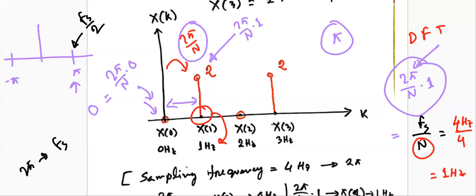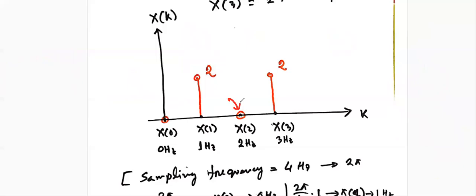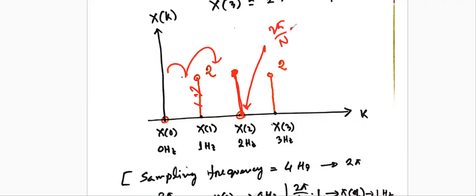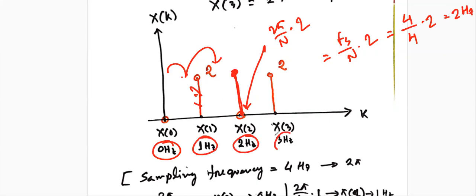Similarly, if we want to show what this point means, if your stem is standing here, in that case, what is the frequency? We have found twice pi divided by N, that is the jump. And how many times? 2 times. So then we can say Fs divided by capital N into 2, which is 4 hertz divided by 4 into 2, which gives 2 hertz. So that's why I'm writing 0 hertz, 1 hertz, 2 hertz, and 3 hertz.